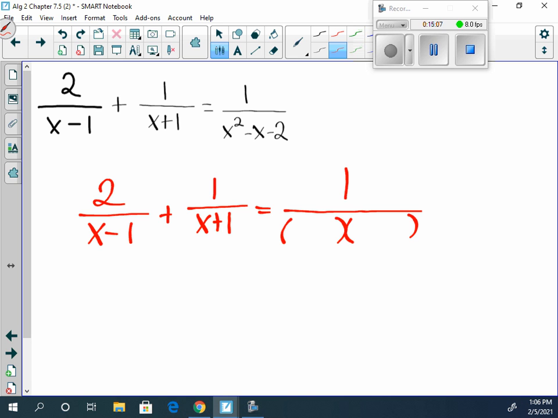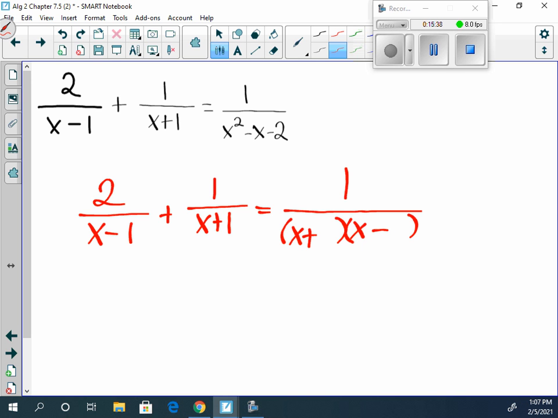Now, when we look at this here, 2 over x minus 1 in the denominator won't factor. Then we have 1 over x plus 1. Well, x plus 1 will not factor. And that leaves us with our x squared minus x minus 2. Well, it will factor. So if we look at this here, since 2 is negative, our signs are going to be opposite. The factors of x squared are x and x.